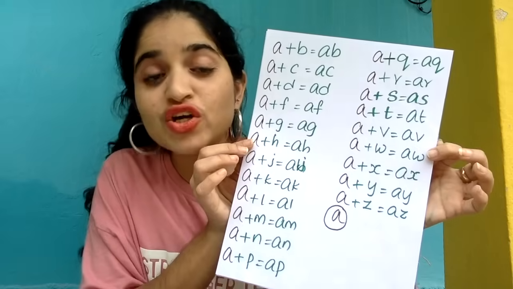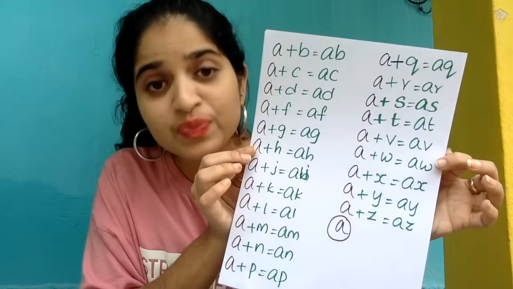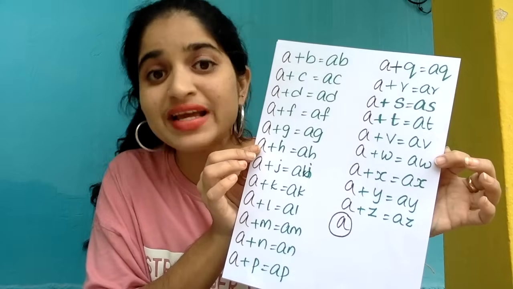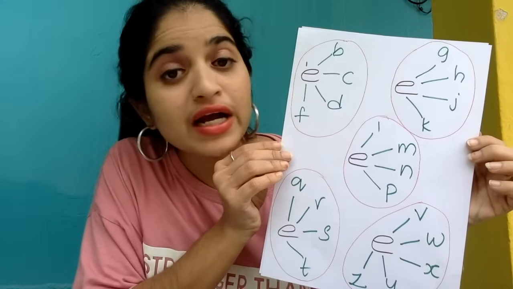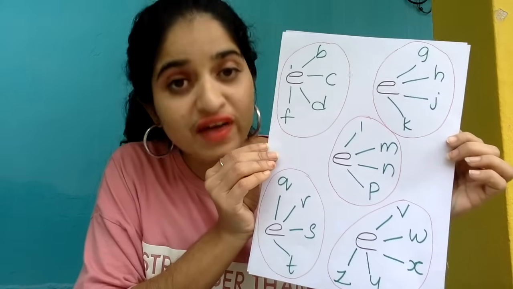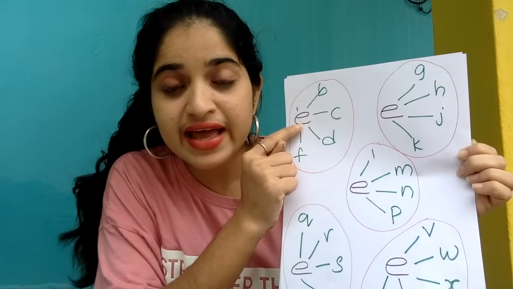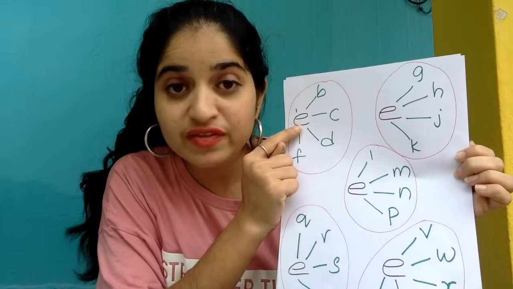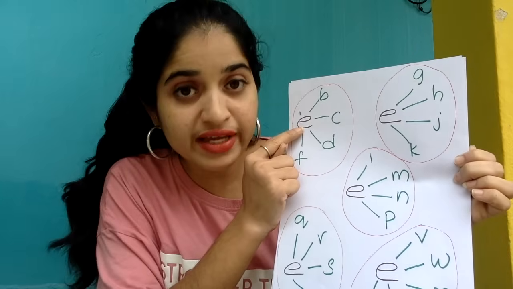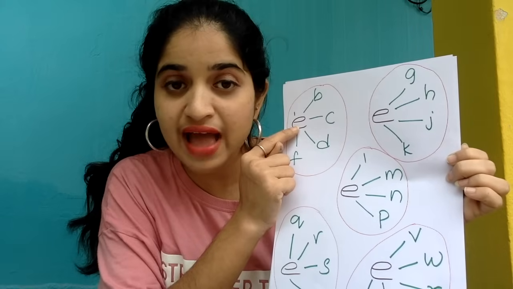Now once the child is thorough with all the vowel consonant blends of vowel A, then it's time to move on to the next vowel, E. Again, you have to group the vowel E with the rest of the consonants and make it into 5 groups like this. What is this? E. E says eh, eh, eh. The phonic sound of letter E is eh, as in egg, eh, as in elephant.